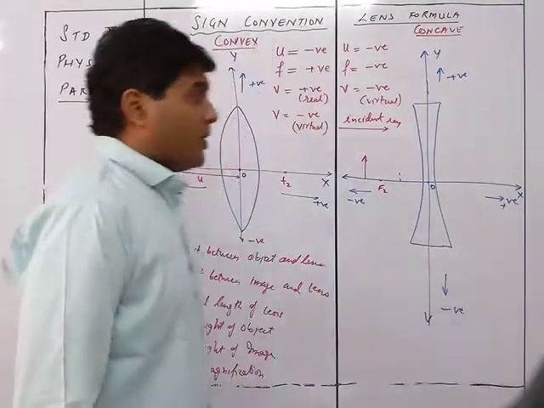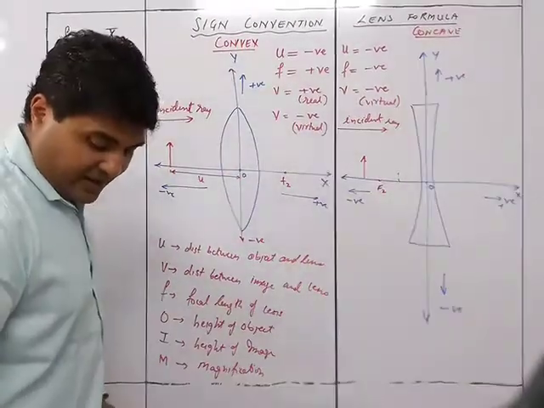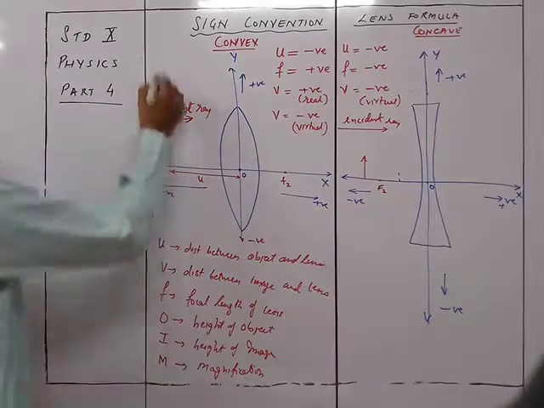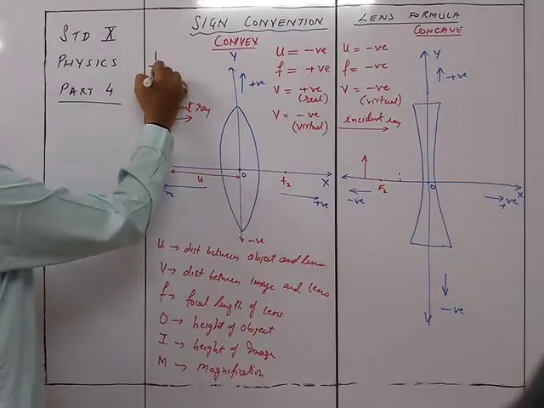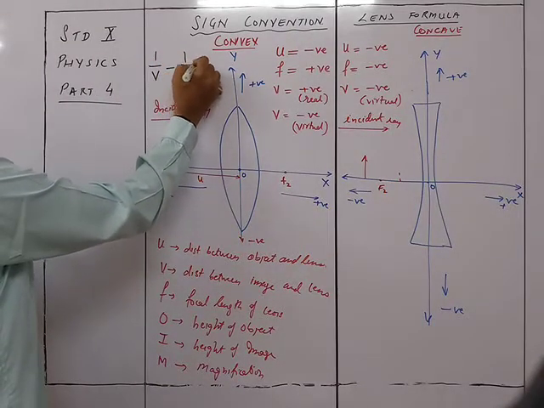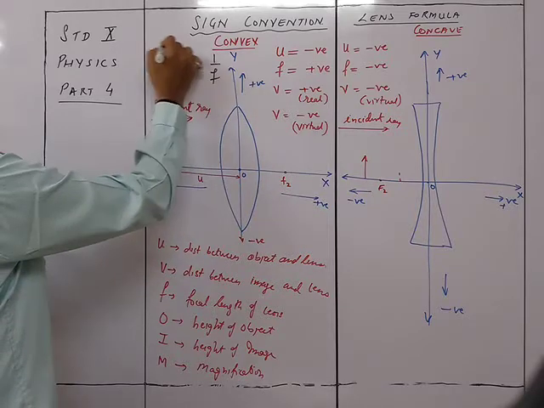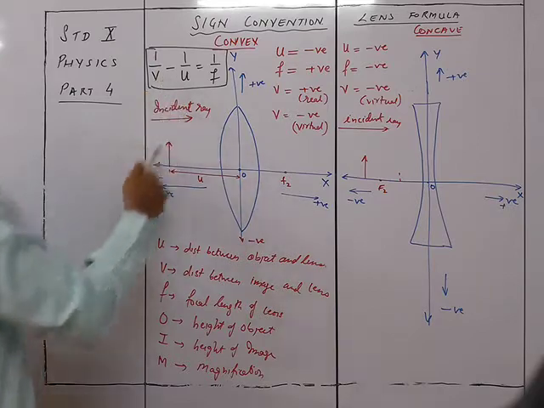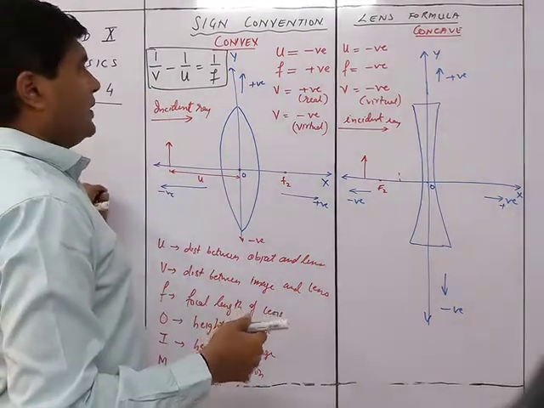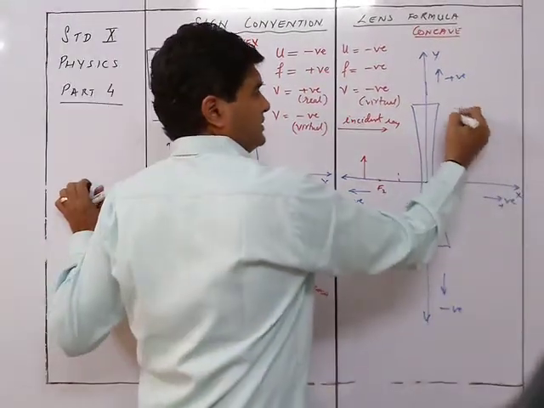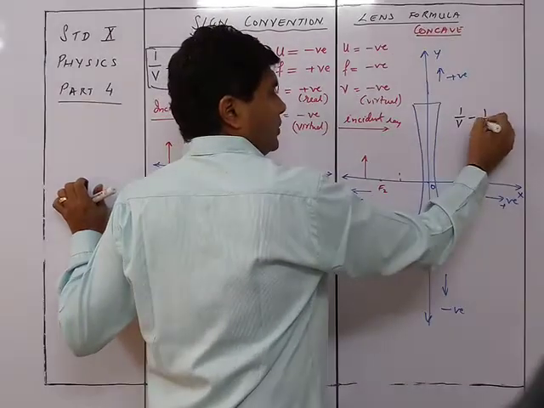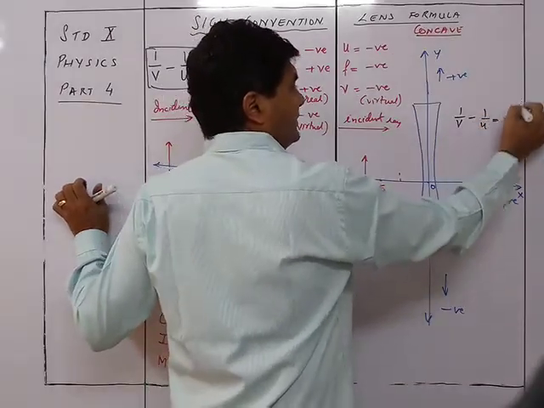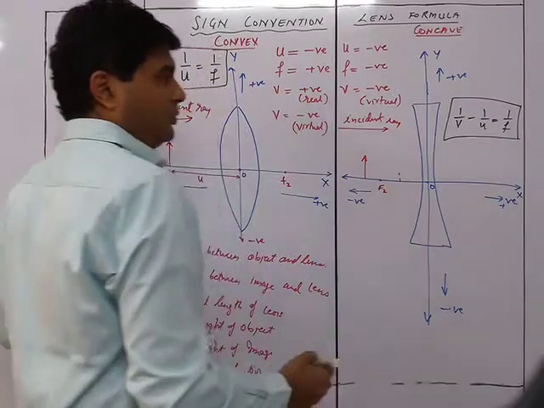And then comes the lens formula. So the lens formula is given as 1 upon V minus 1 upon U is equal to 1 upon F. This is the lens formula. Okay, this is 1 upon V minus 1 upon U is equal to 1 upon F. It's the same thing for here also. 1 upon V minus 1 upon U is equal to 1 upon F. This is the same throughout.